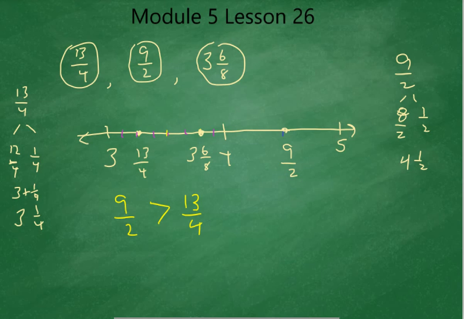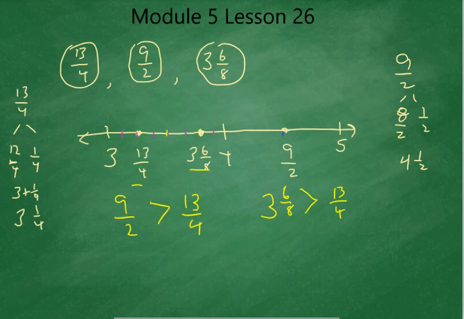Okay, so where does the 3 6/8 fit into this? Well, what if I wanted to compare the 3 6/8 to 13/4? Which one's bigger, 3 6/8, which is here, or 13/4, which is here? Well, 3 6/8 is bigger. So 3 6/8 is bigger than 13/4.